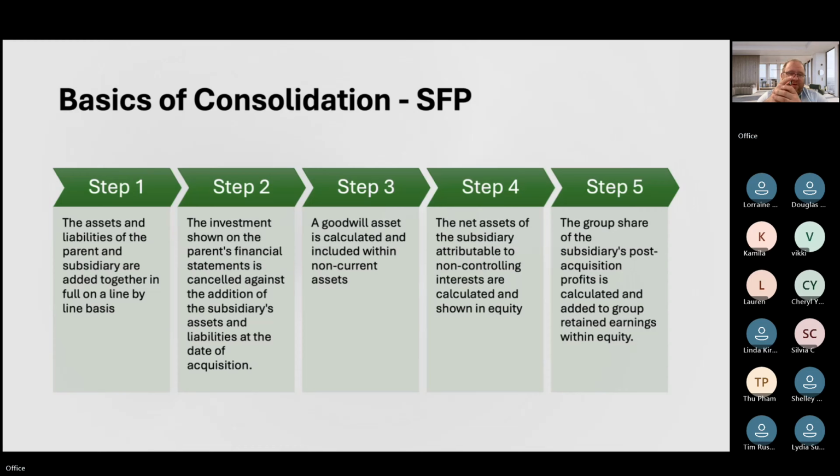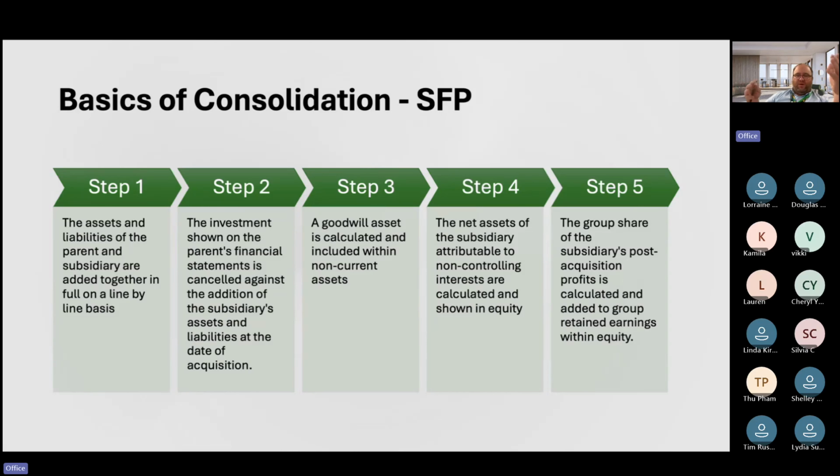And then on the parent's financial statements, you're going to have an investment line that shows the level of investment that you've made in the subsidiary. So you're going to cancel that investment that's shown on the parent's financial statements against the addition of a subsidiary's assets and liabilities at the date of acquisition, because they're almost the same thing, right? Yeah, because ultimately, you're making an investment to buy the net assets of the subsidiary.